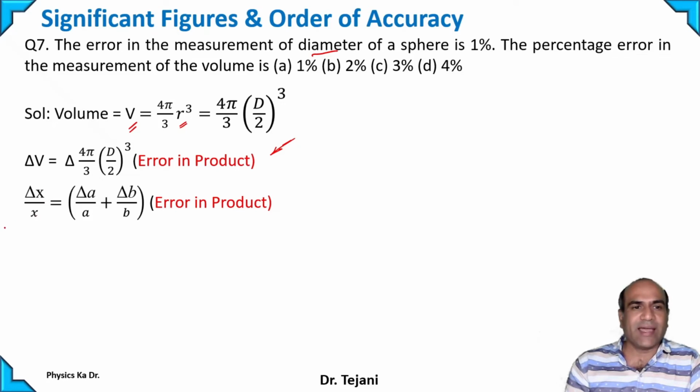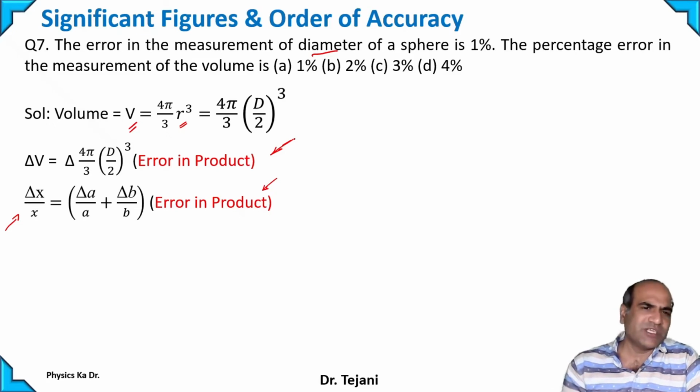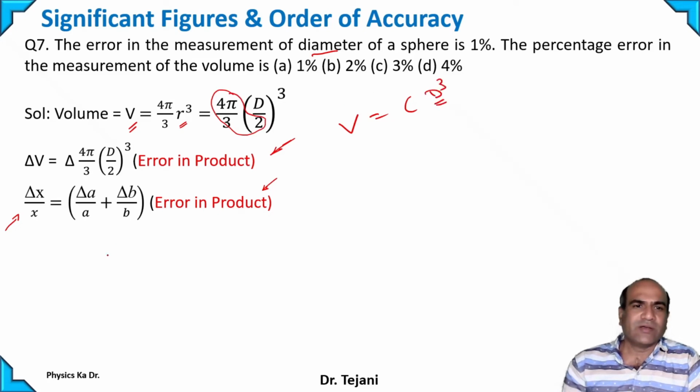Delta x by x, that we know the rule, is equal to delta a by a plus delta b by b. For a product, multiplication as well as division, the rule is the same. There is no change in the rule. So now in this case, V is equal to some constant, 4 pi by 3 and 1 by 8, these are constants, times d power 3. So it is a power 3.